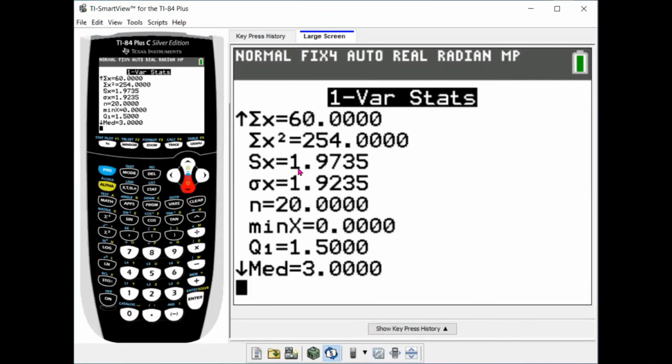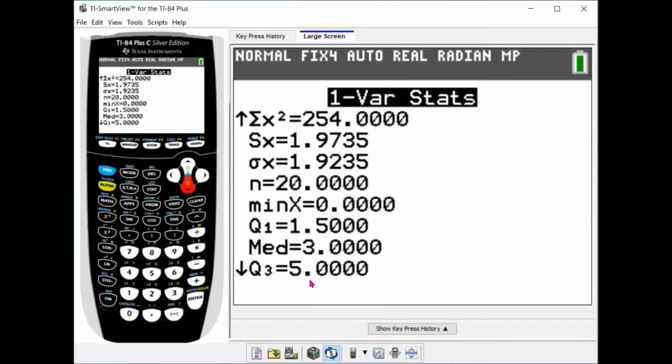So the standard deviation that we were looking for is 1.9735. First quartile, or Q1, is 1.5. And then the third quartile, Q3, you can see is 5. So we are just asked to find those 5 things.